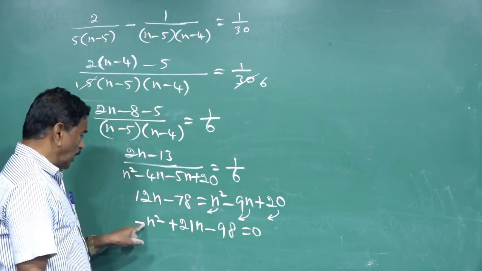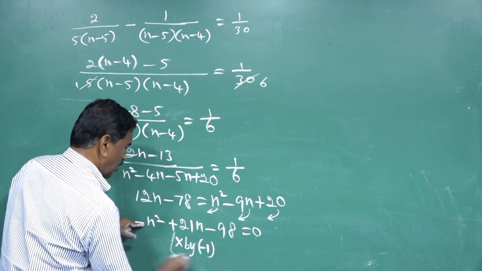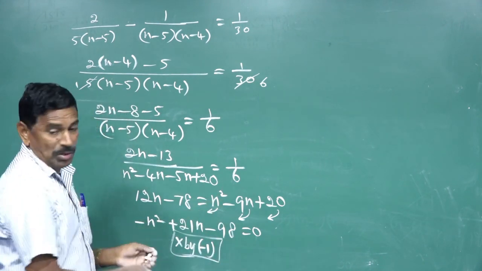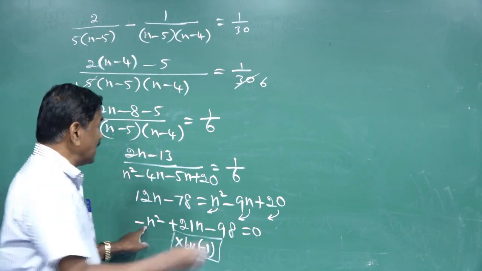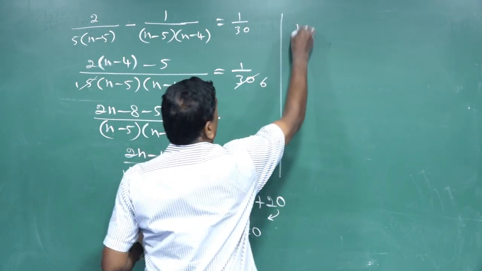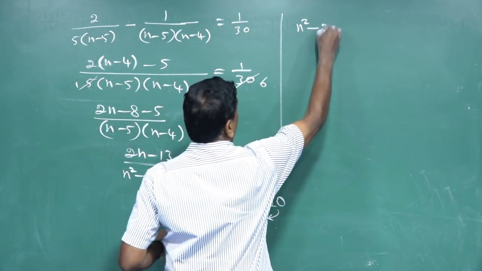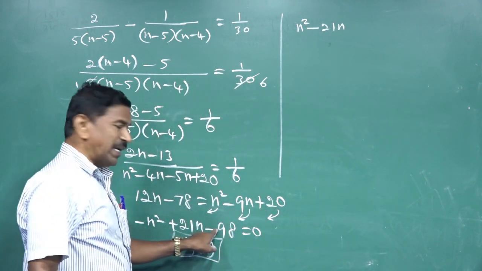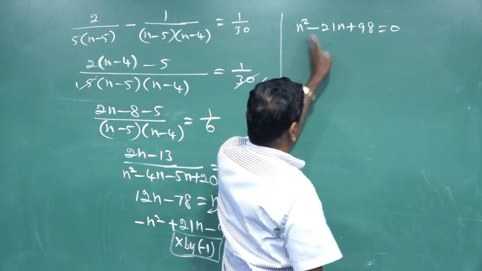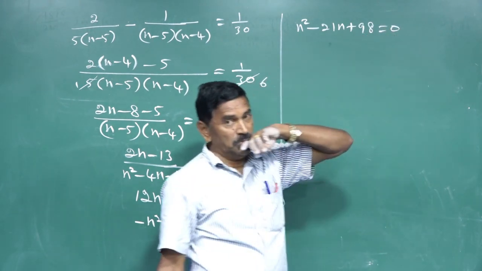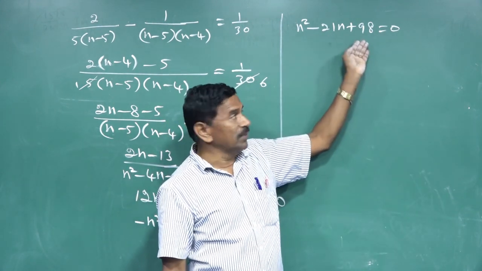Yes. To eliminate the minus, multiply by minus 1 on both sides. Multiplying by minus 1 on both sides, we get, minus into minus, plus n square. Remember, n square. Minus into plus is minus, minus 21n. Minus into minus, plus 98. So plus 98 is equal to 0. N square, n, constant equal to 0. Yes, it is a quadratic equation in n.